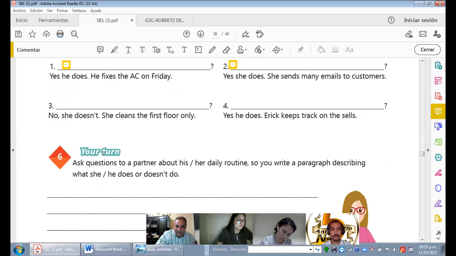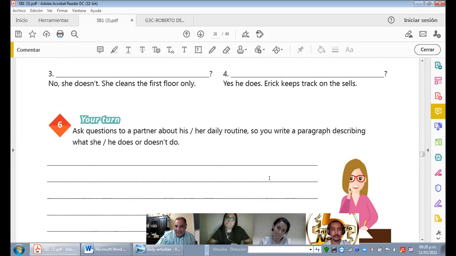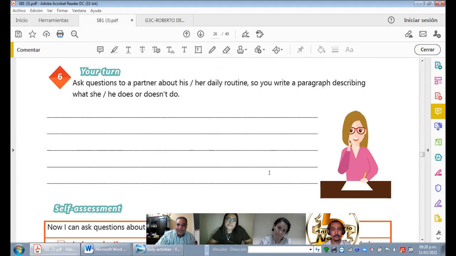Lo voy a volver a poner en pareja, si usted va a hacer esas 10 preguntas, ¿de acuerdo? Y va a escribir la respuesta. Bueno, yo no soy de los que me gustaría que escribiera la respuesta, sino que usted se acordara qué respondieron, porque después usted va a hacer un resumen. Va a escribir un párrafo diciendo las cosas que él hace y las cosas que no hace, de esas 10 preguntas. ¿Estamos de acuerdo?